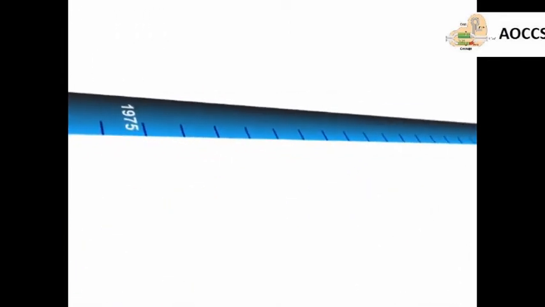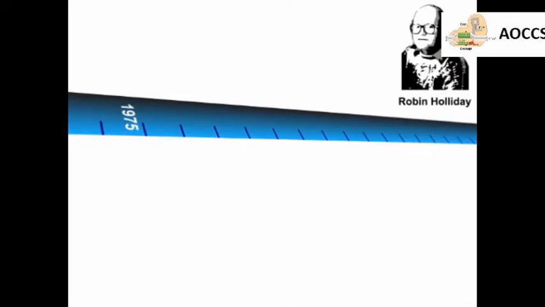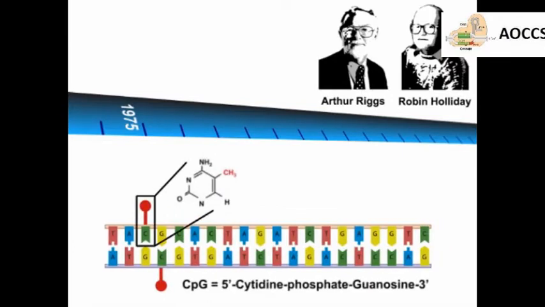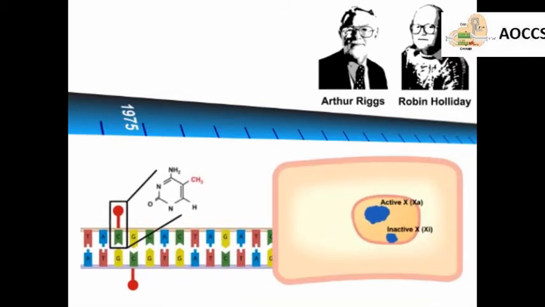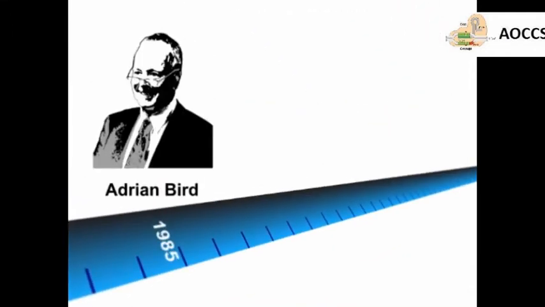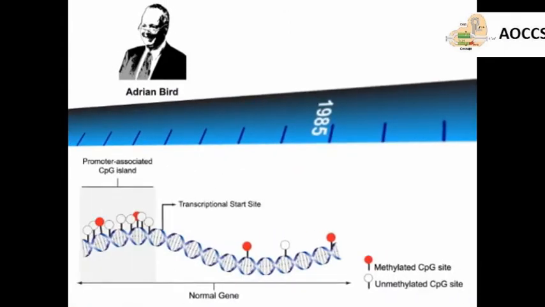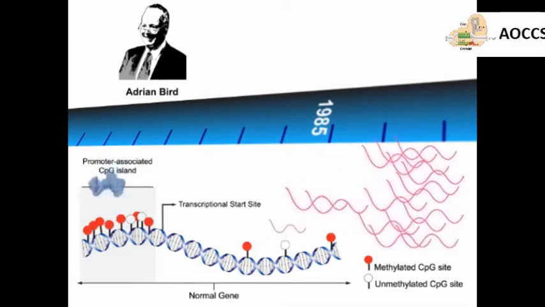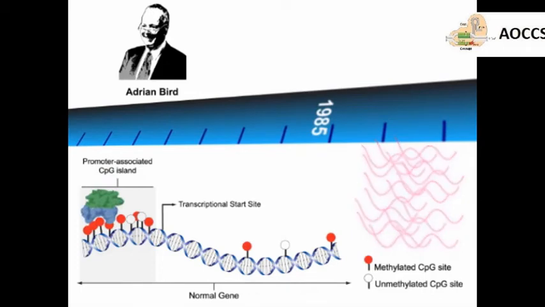In 1975, Robin Holliday and his student John Pugh, and independently Arthur Riggs, proposed that methylation of CpG dinucleotides in DNA might be involved in stable epigenetic silencing, for example during XCI. Adrian Bird and colleagues lent further credence to this idea in 1985 by identifying clusters of unmethylated CpG sites throughout the genome that were later associated with transcriptionally active promoters. He would later also discover regulatory proteins that bind methylated DNA, eventually repressing transcription.